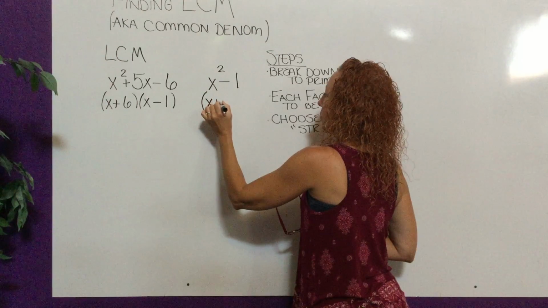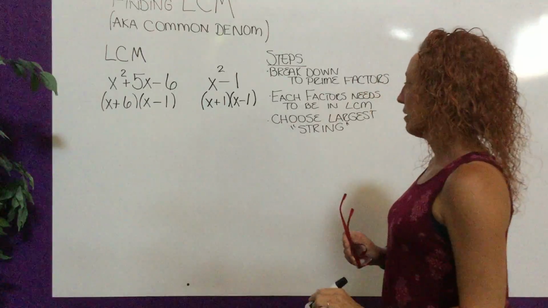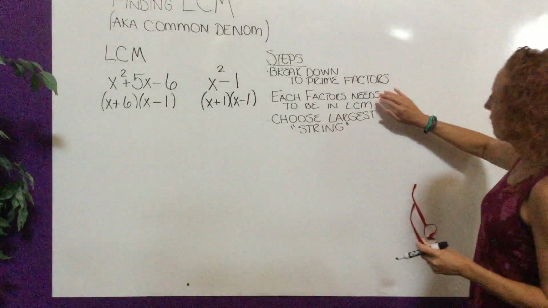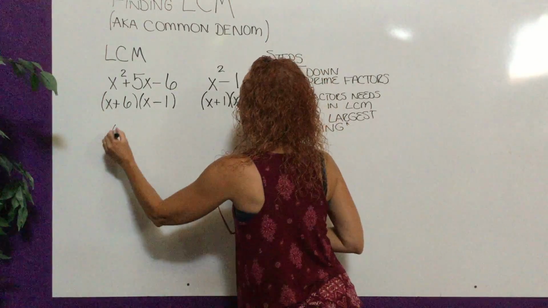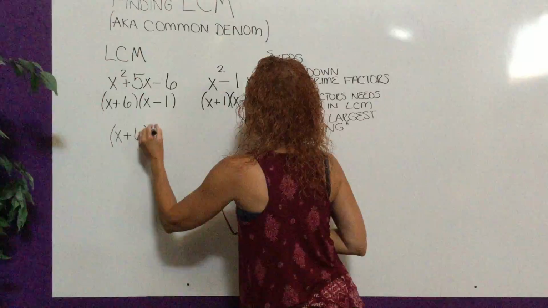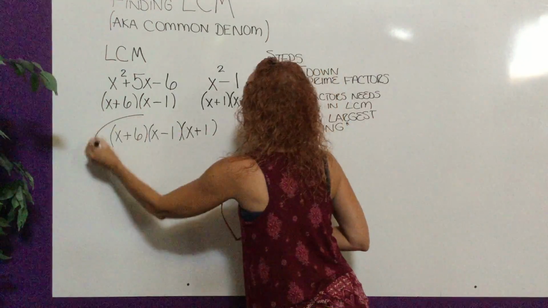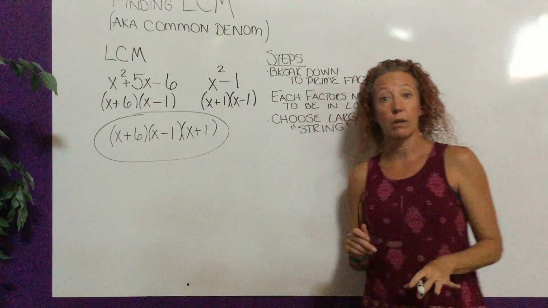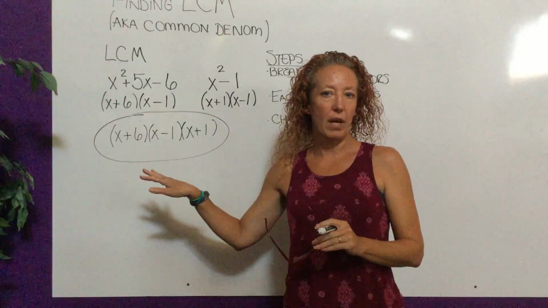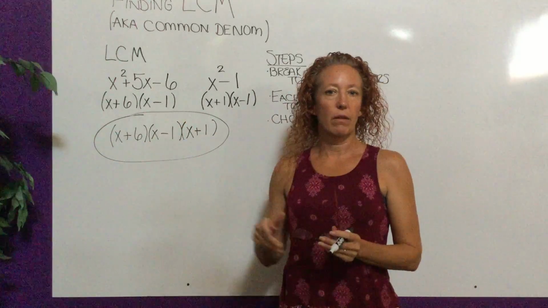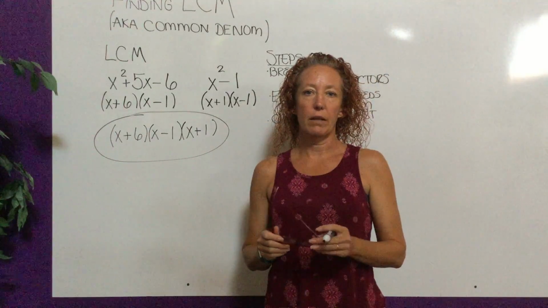x squared minus 1 is the difference between 2 perfect squares, so we have x plus 1, x minus 1. And every factor needs to be included. So my LCM is going to be x plus 6, x minus 1, and x plus 1. And you can write those in any order. And the good news is that you don't have to multiply them out. So that is your final least common multiple, or as they say, common denominator.